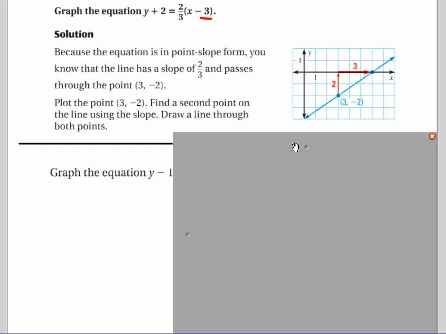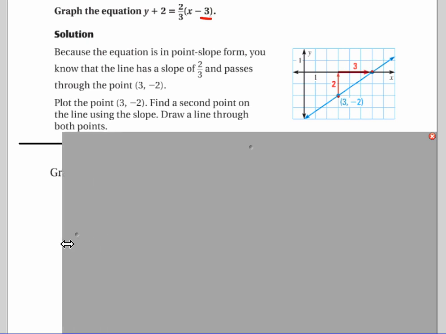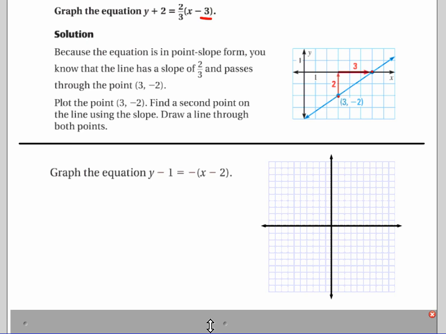So if you look here, I plotted my point 3, -2, and then I just used my slope and I rose 2, ran 3 to make another point. Drew a line between those 2 points, and there I've got my graph. All right, so let's try another example with that. It says graph the equation y minus 1 equals negative x minus 2.